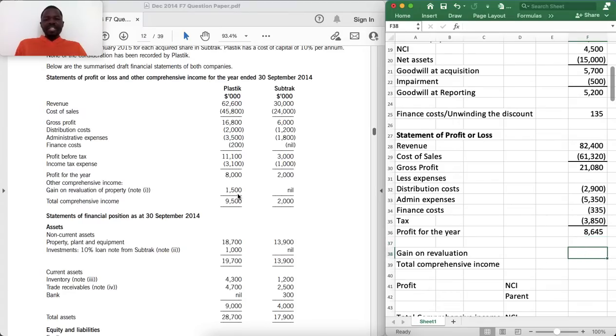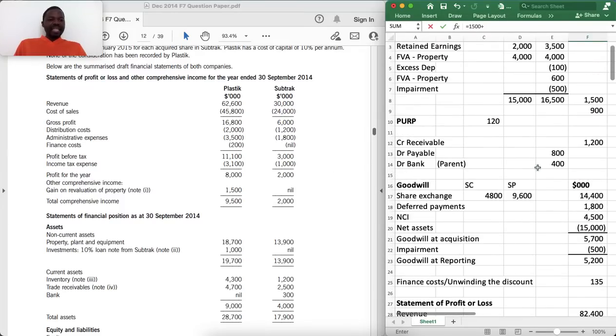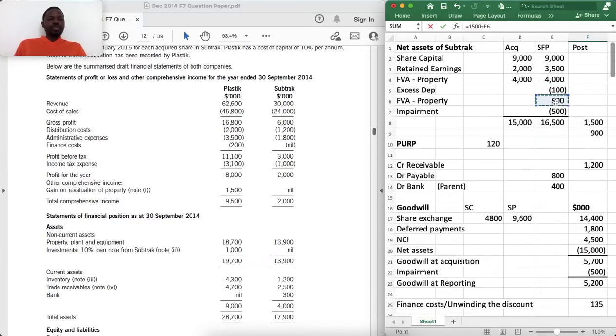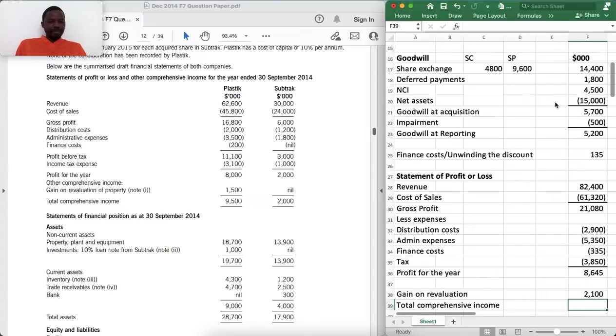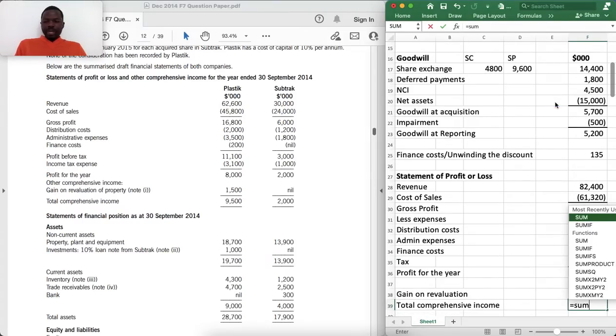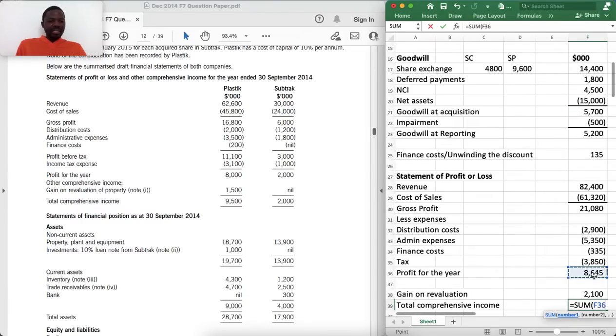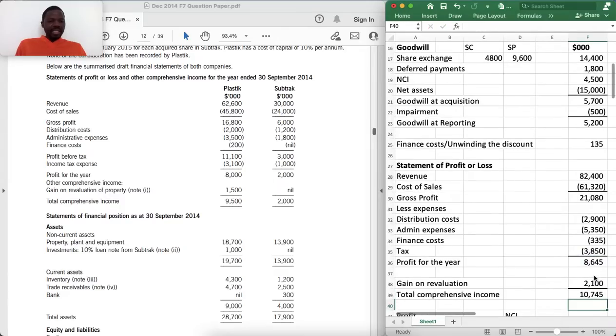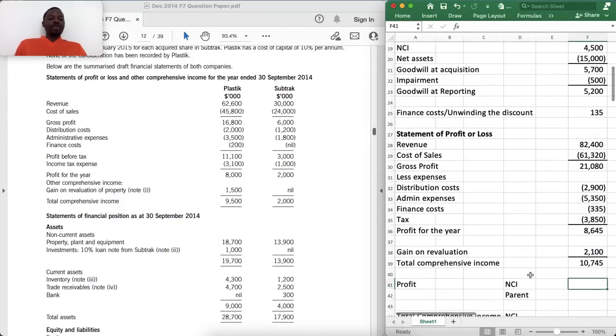Then the gain on revaluation, the parent has 1,500 plus the gain that I said should go to other comprehensive income of 600, like that. Then when we sum everything, we should get the total comprehensive income.